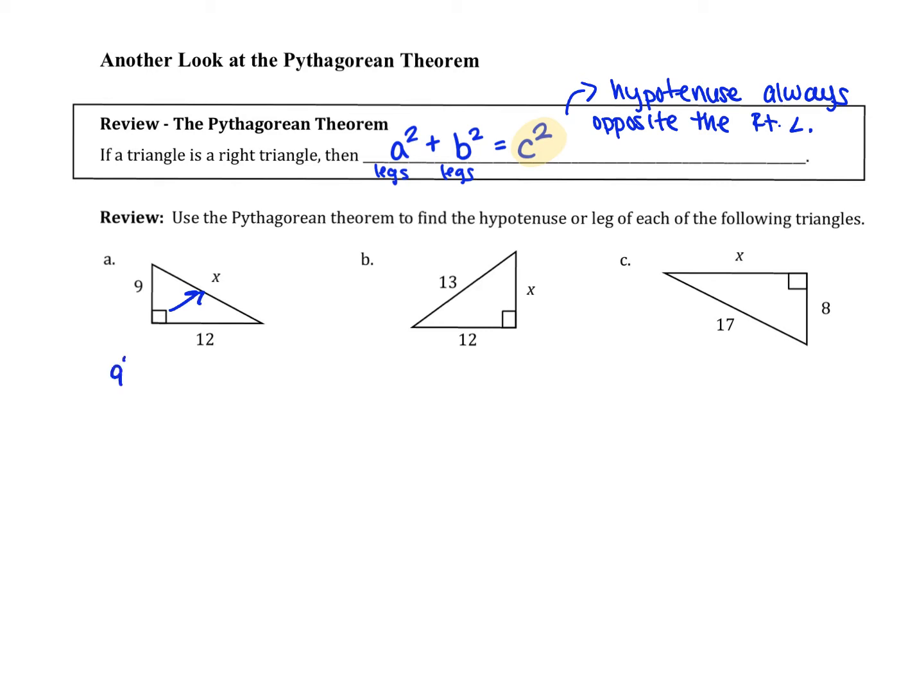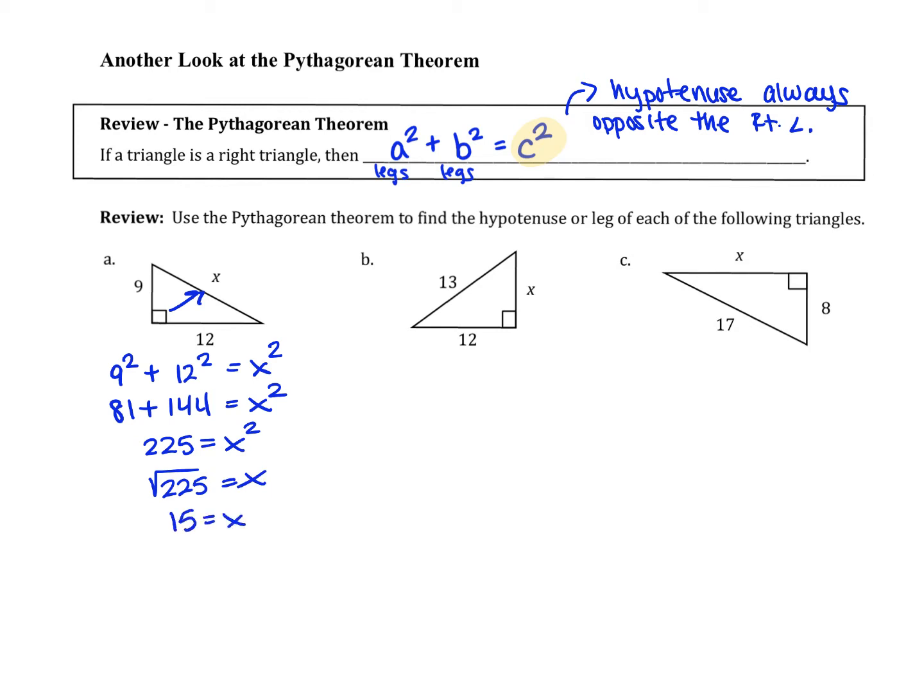So I'm going to have 9 squared plus 12 squared equals x squared. That's 81 plus 144 equals x squared. 81 plus 144 is 225. And then you take the square root of 225 to get your answer. So your answer for this one is 15 equals x. Let's do the next one.